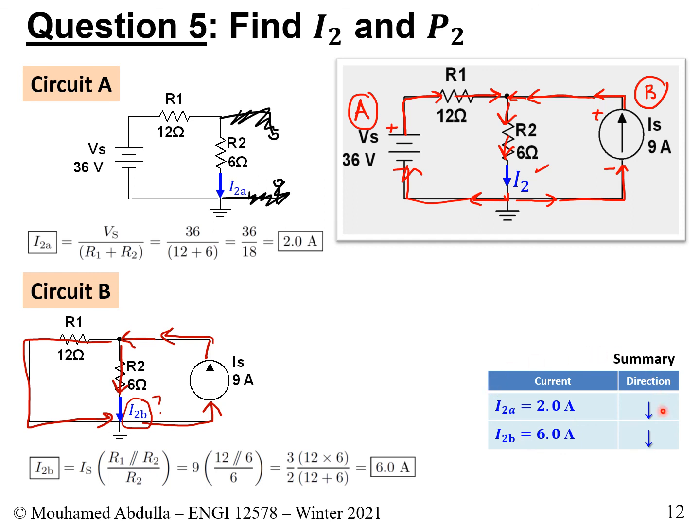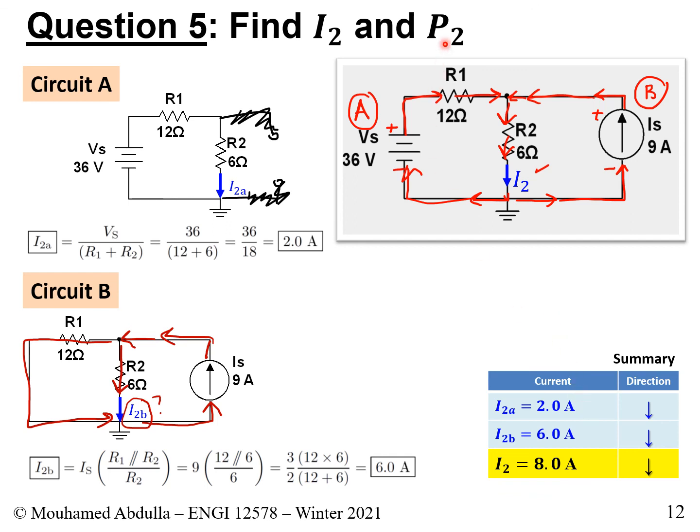So we put it in the table, and this table helps us get the superposition, which is simply the addition of both, which is nothing else but 8 amps flowing downward. That gives us the answer that we wanted, which is this.